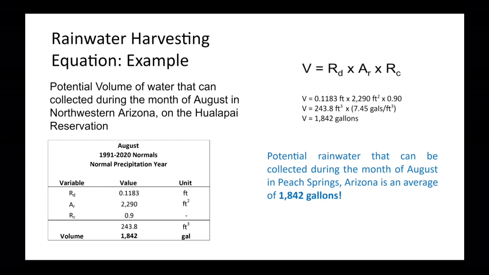As for the area of the building that was being considered for harvesting water, it is 2,290 square feet. And the material was galvanized metal, meaning that the runoff coefficient is 0.9, or that 90% of the water that hits the metal roof will run off. When you multiply all those together, again, make sure your units are consistent. You will end up with 243.8 cubic feet, which then when you multiply it by 7.5 gallons per cubic foot, you get about 1,842 gallons that you can collect during the month of August during a normal precipitation year on the Hualapai Reservation. That is an incredible amount of volume just for a single month.